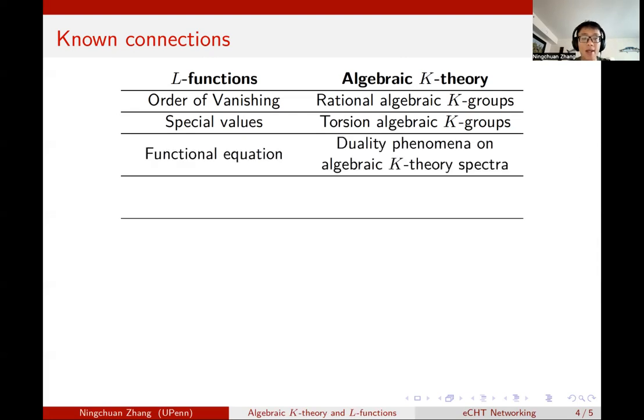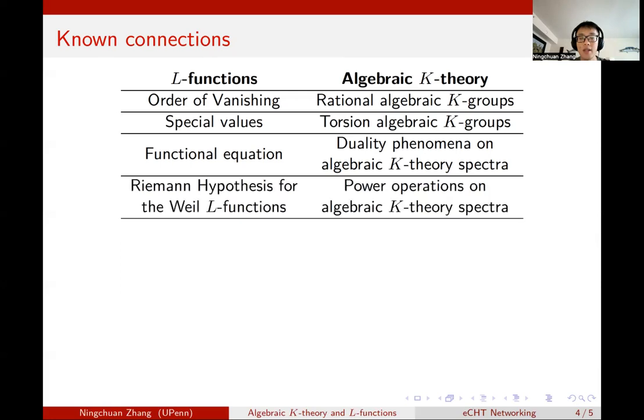explicitly. And L-functions also have a symmetry called the functional equation, and this corresponds to a certain duality phenomenon on the algebraic K-theory spectrum. And well, I don't know what the actual Riemann hypothesis corresponds to in algebraic K-theory, but the Riemann hypothesis for the Weil L-functions of algebraic varieties over finite fields corresponds to power operations on the algebraic K-theory spectrum.